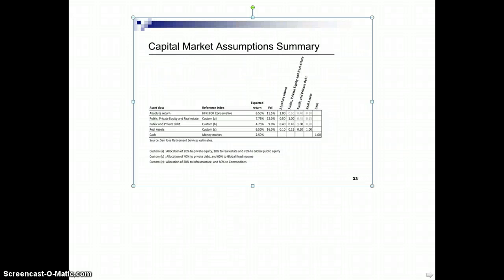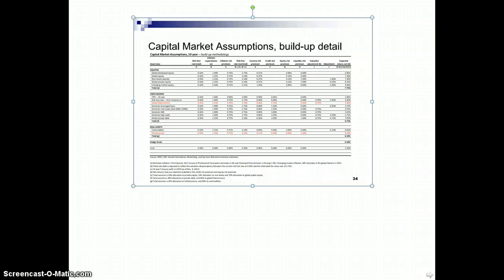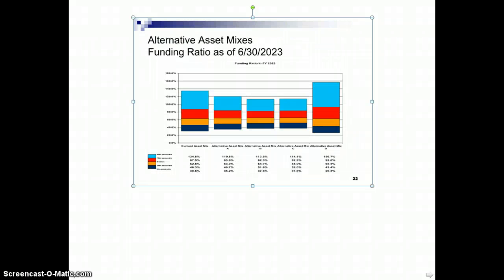Here are the capital market assumptions that were inputs. So what you expected in terms of return and volatility, as well as the correlation between the asset categories. And this is the detail behind that. If you go to the Harvard case, you'll see their capital market assumptions in the case that they used as inputs to their model. So here are the probabilities for the different asset mixes.